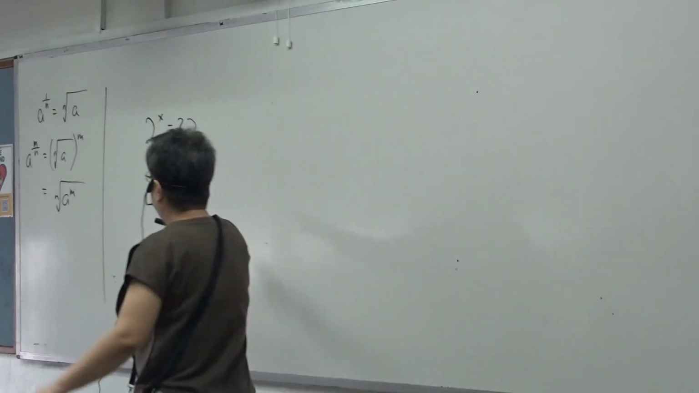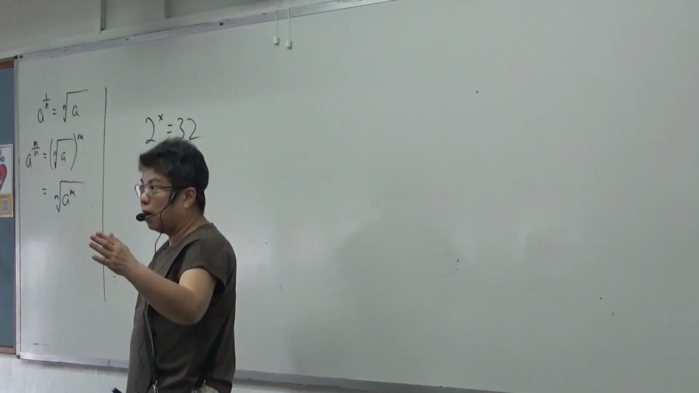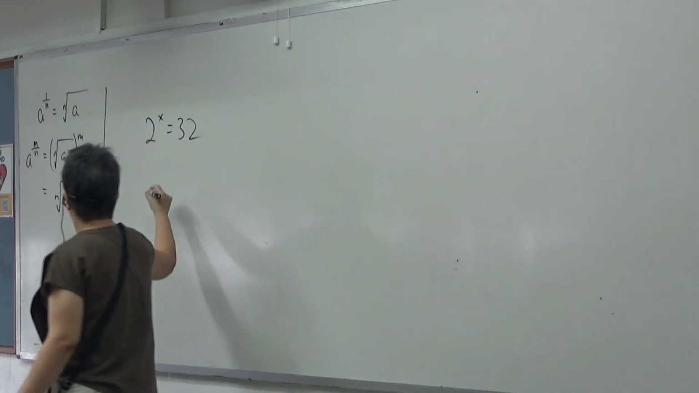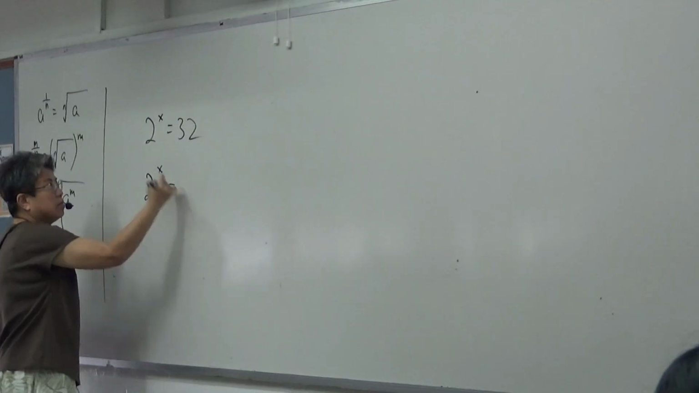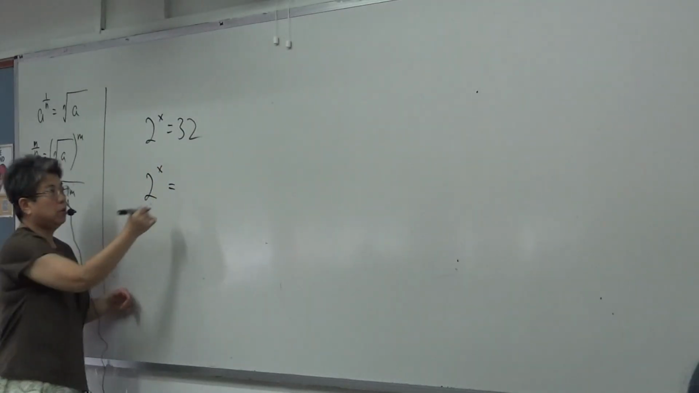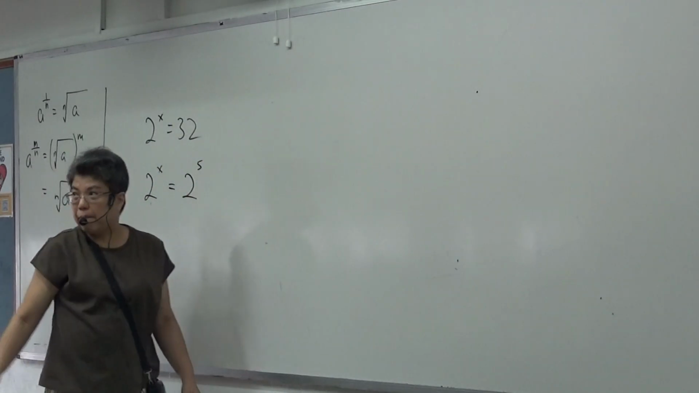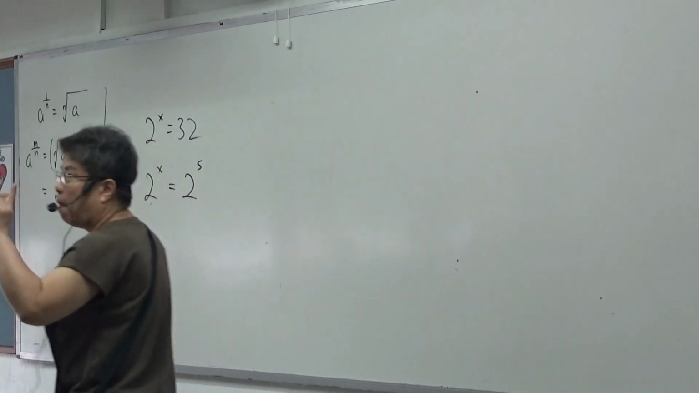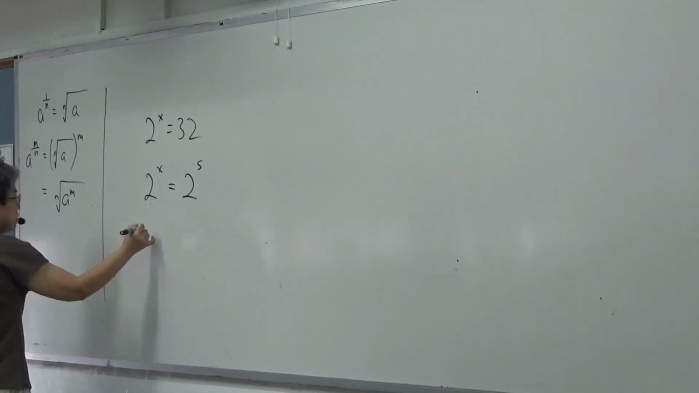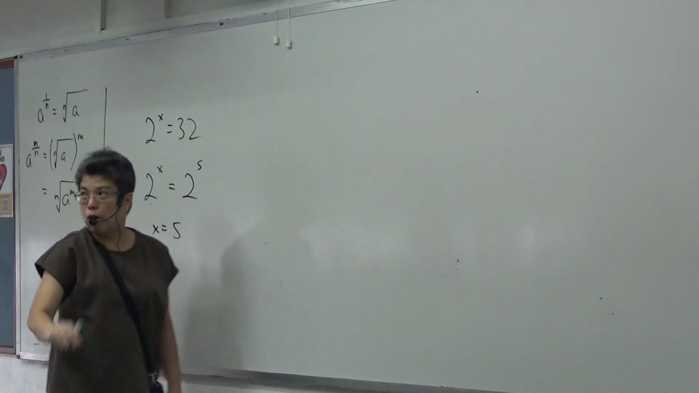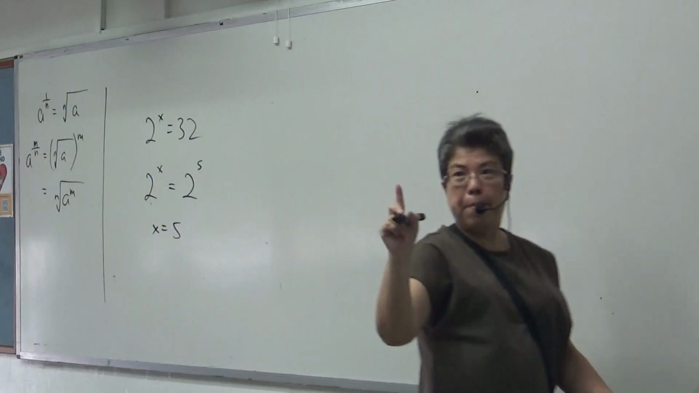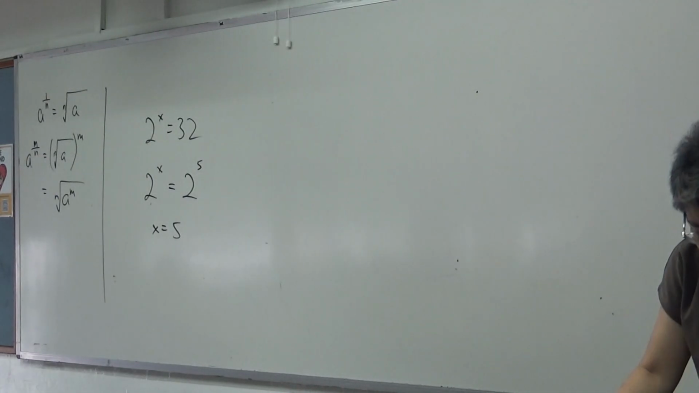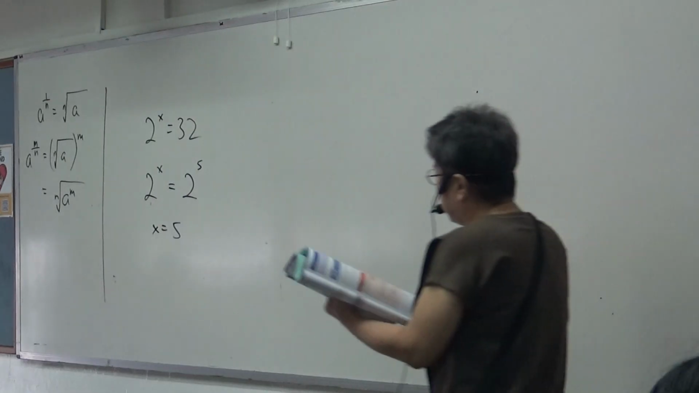Don't say bring the 2 over, x is 16. I told you out of the class. Understand? Now, this is 2 to the power of x. Change this to base 2. This is 2 to the power of 5. Correct? Change it to the same base. Then after that, you compare the powers. What's x? x equals to 5. That's all. Change it to the same base and compare the power. Understand? Okay. Next one. Next one may be difficult.